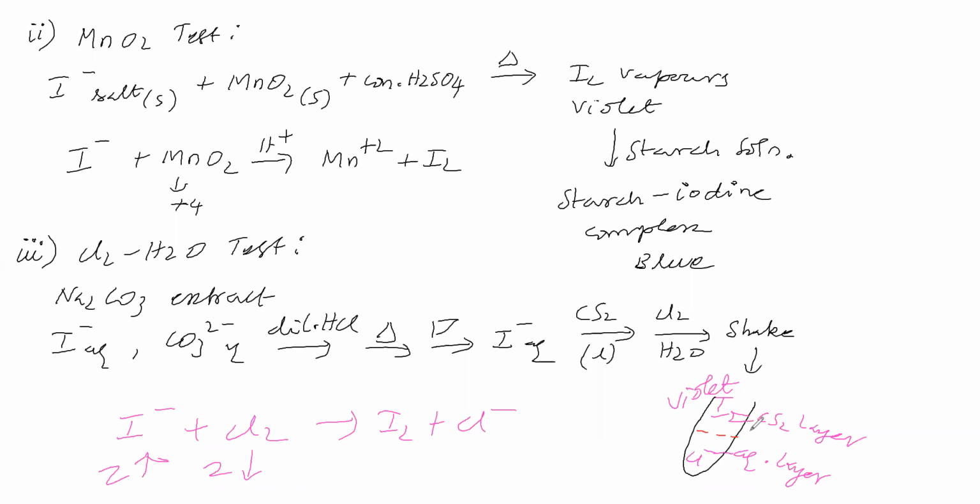So the violet color solution you can see here appeared because of I2 mixed with CS2. Due to iodine, violet color appears. This test is called the chlorine water test.